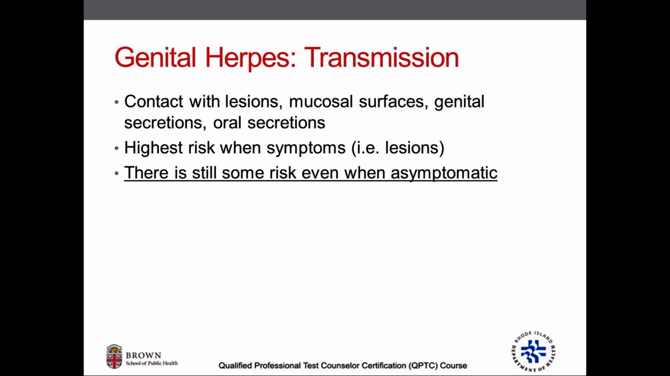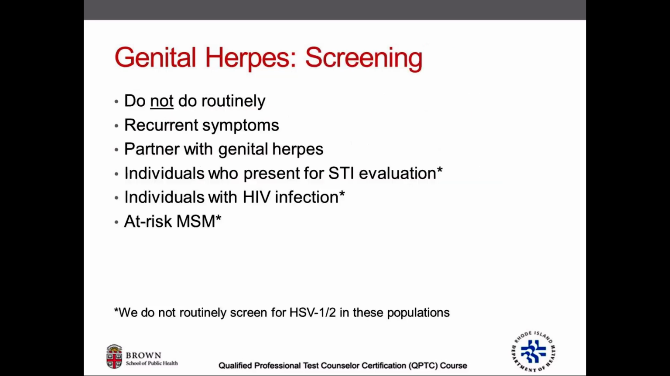Genital herpes is contracted through skin contact with lesions, mucosal surfaces, genital secretions, oral secretions. The highest risk is when people have symptoms. So genital herpes tends to present as a number of grouped vesicular lesions, and the most common time to transmit is when people actually have symptoms present. There is still some risk even when people have no rash and have no lesions, and that's an important note to counsel people on as well.